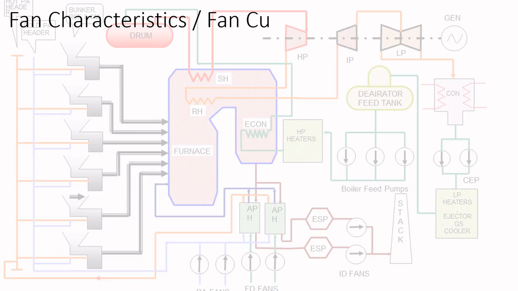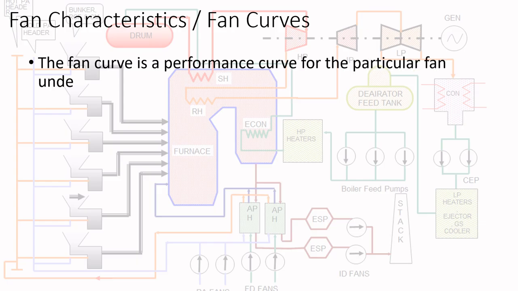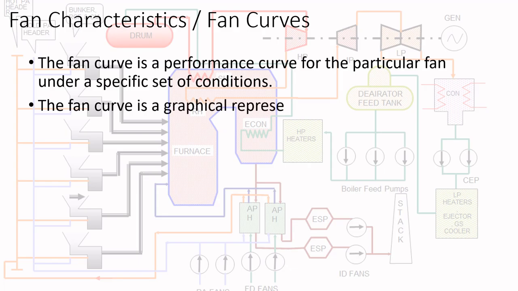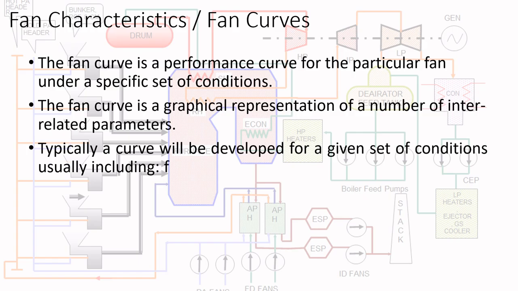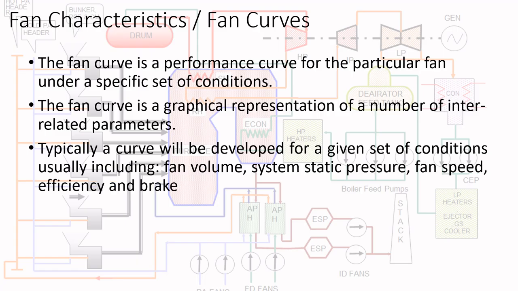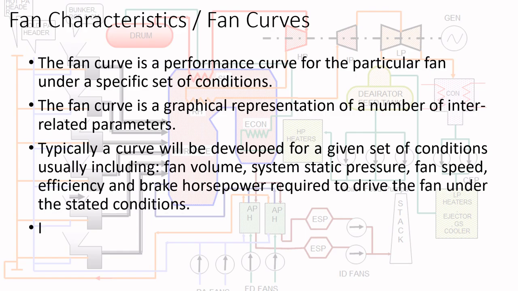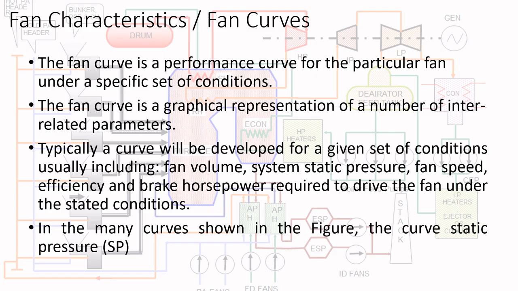Now the fan curve is a performance curve for a particular fan under a specific set of conditions. The fan curve is a graphical representation of a number of interrelated parameters. Typically, a curve will be developed for a given set of conditions, usually including fan volume, system static pressure, fan speed, efficiency, and brake horsepower required to drive the fan under the stated conditions. Among the many curves shown in the figure, the curve of static pressure versus flow is especially important.